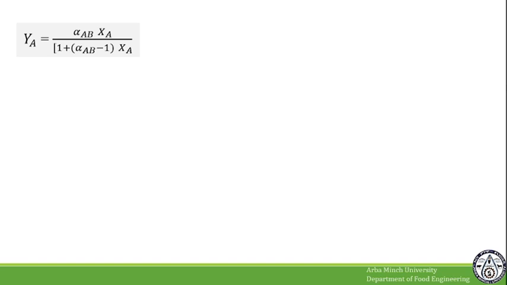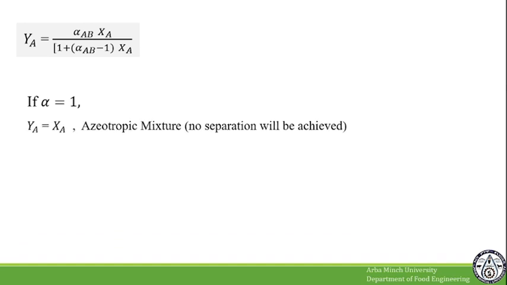Besides this, suppose we have an alpha value given, where alpha is equal to 1, meaning the relative volatility is equal to 1. What could this indicate? When we substitute this alpha value in the above equation, we get 1 times xA over 1 plus (1 minus 1) xA, which becomes yA is equal to xA. So the system becomes azeotropic, which means that the mole fraction in the gas phase is equal to the mole fraction in the liquid phase. This type of system or phenomenon is known as an azeotropic mixture, and no separation will be achieved.